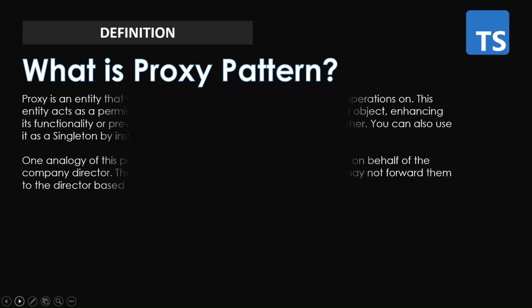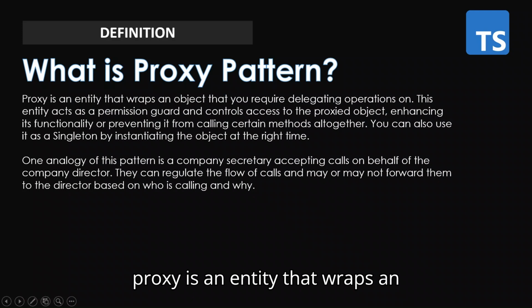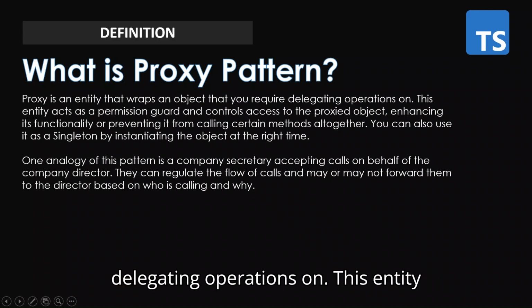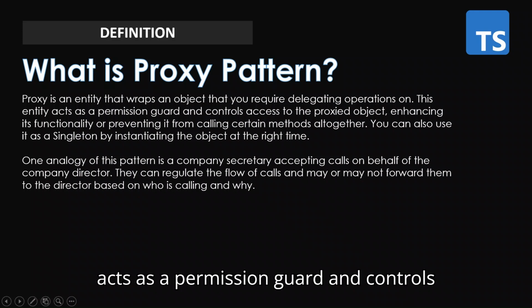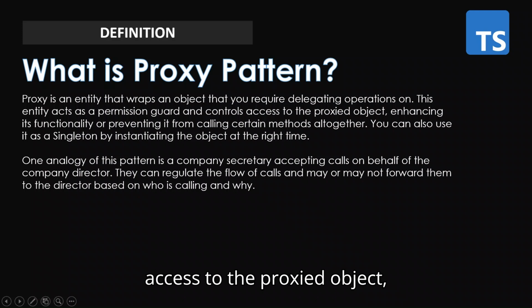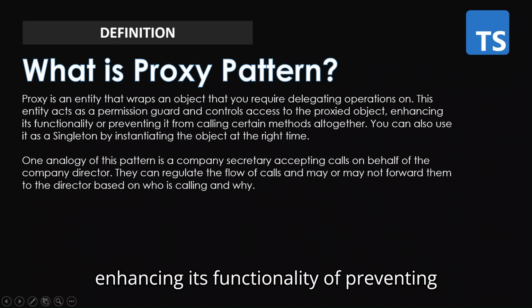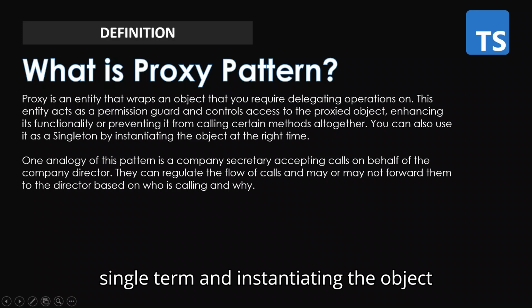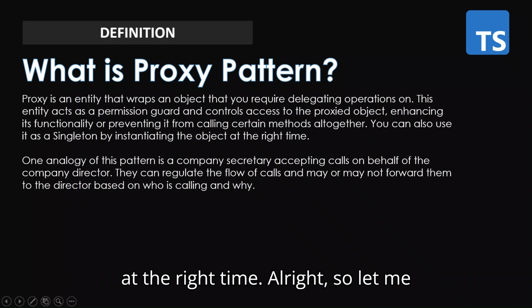So proxy is an entity that wraps an object that you require delegating operations on. This entity acts as a permission guard and controls access to the proxied object, enhancing its functionality or preventing it from calling certain methods altogether. You can also use it as singleton when instantiating the object at the right time. Alright, so let me explain.